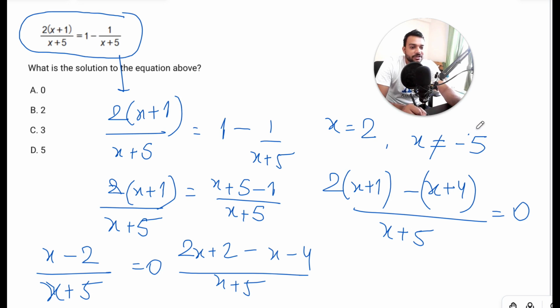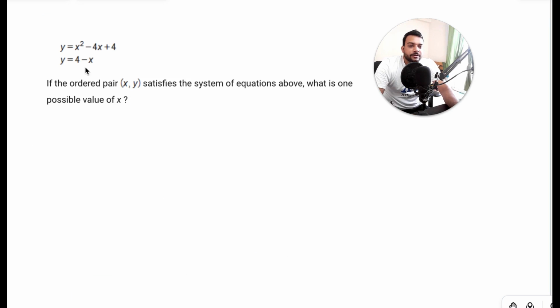These are the essential conditions. So which of the following is the solution? x is equal to 2 is the solution. Option B. Yep. Okay. Even if you would have cancelled, you would still get x is equal to 2, but this information would not be present. Okay, next question.